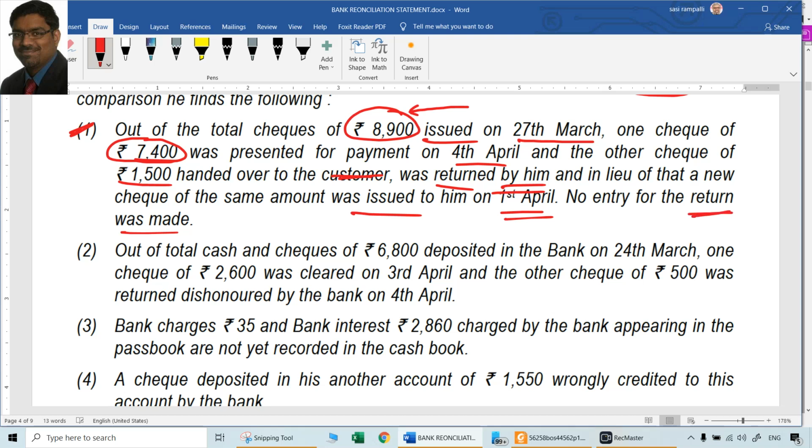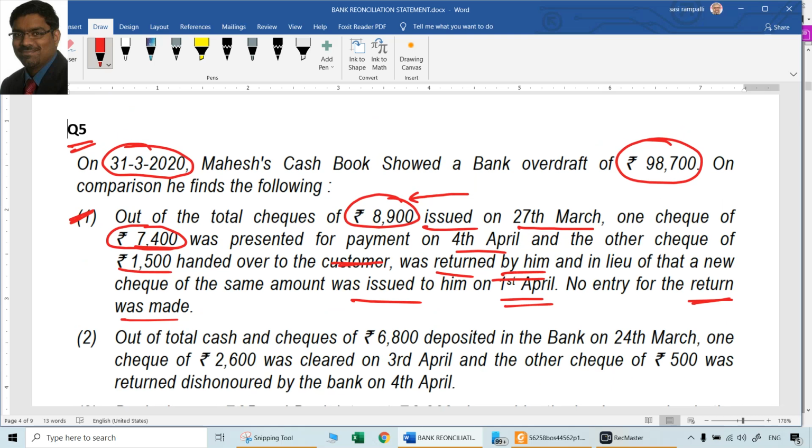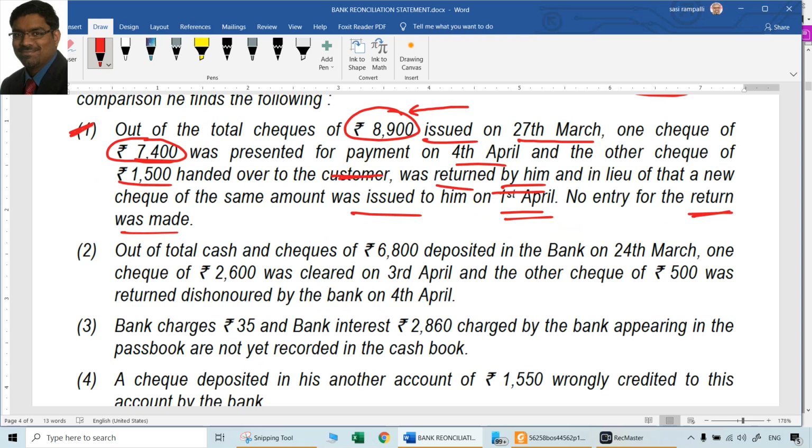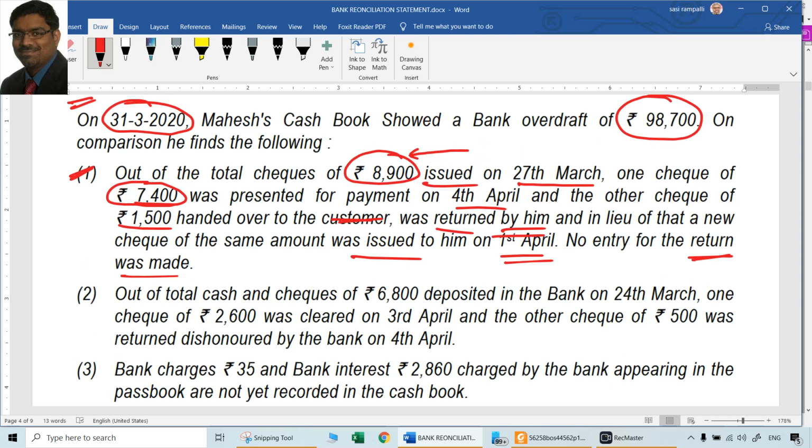But no entry for the return was made. So the point is, unnecessarily, for all this that happened, we credited our cash book with 1,500 as we have issued that. But actually that is already returned also. That means effectively nothing happened till 31st March. Even though we issued a fresh check, that is not before 31st March. That happened on 1st April. That happens later. We are not bothered about that. So far what happened? Simply we gave him, he gave it back. So nothing happened.